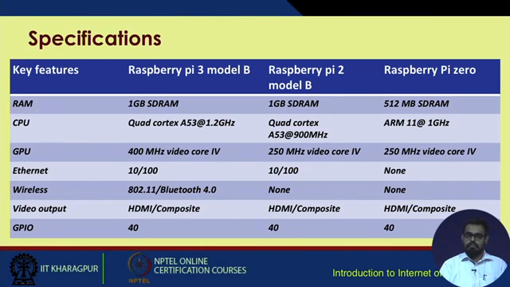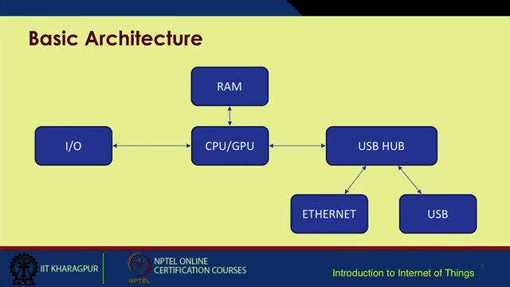Generally video output is from the HDMI port, and there are 40 GPIO pins. These GPIO pins are mainly known as general purpose input output pins. So this is the basic functional architecture of a Raspberry Pi.